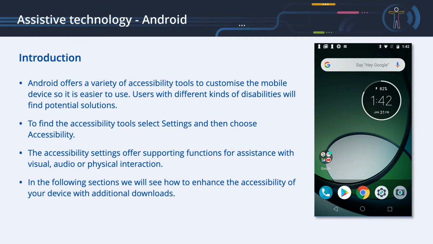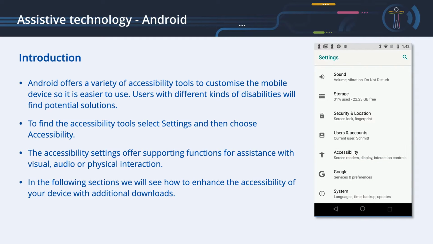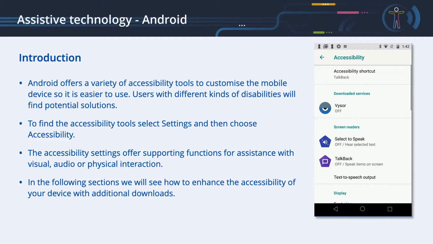Android offers a variety of accessibility tools to customize the mobile device so it's easier to use. Users with different kinds of disabilities will find potential solutions. To find the accessibility tools, go into the settings and then choose Accessibility. The accessibility settings offer supporting functions for assistance with visual, audio, or physical interaction. In the following sections, we will see how to enhance the accessibility of your device with additional downloads.